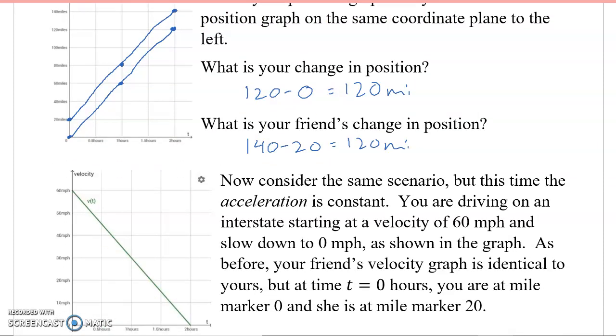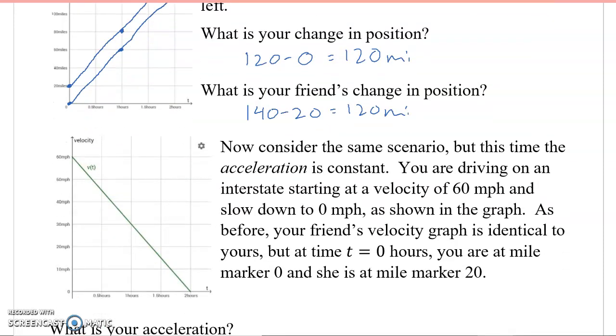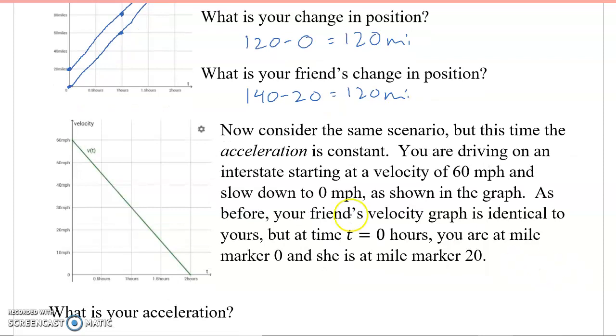So another scenario might be if the velocity is decreasing at a constant rate. So this is not a constant velocity, but a constant acceleration, right? We lost 60 miles an hour over the course of 2 hours. So that would be negative 30 miles per hour squared might be our acceleration, right? Negative 60 miles per hour divided by 2 hours is going to be negative 30 miles per hour squared.